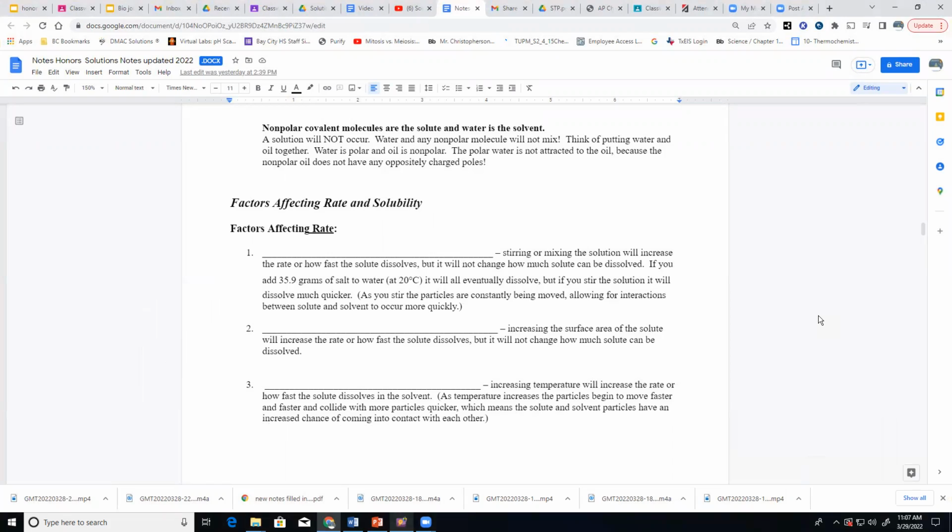And we'll pick up there tomorrow with a little bit of notes, and then we'll really spend more time on solubility curves.